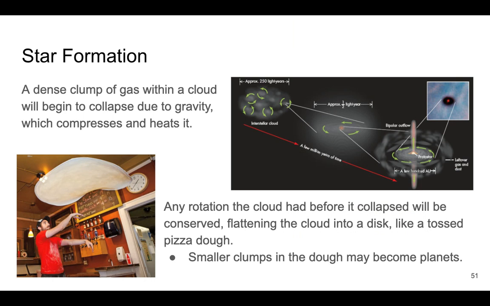So a dense clump of gas within a cloud will begin to collapse due to gravity, which compresses and heats it. Gravity brings everything together, you start getting friction from the particles colliding, and the thing starts to heat up. And now the idea at the bottom: any rotation the cloud had before it collapsed will be conserved, flattening the cloud into a disk like a tossed pizza dough. This is called the conservation of angular momentum.